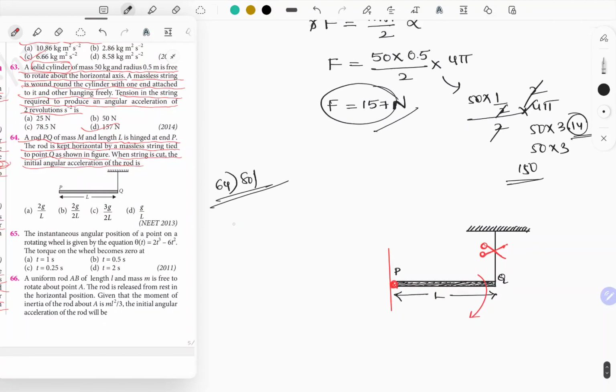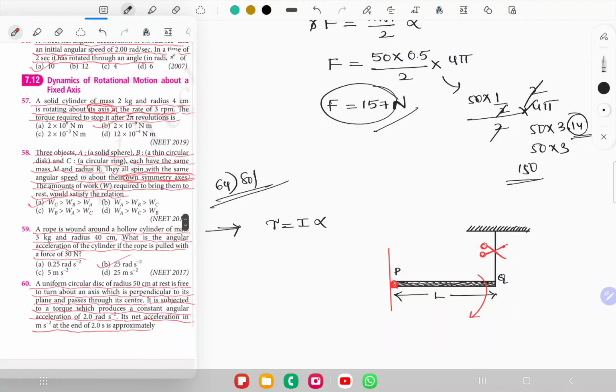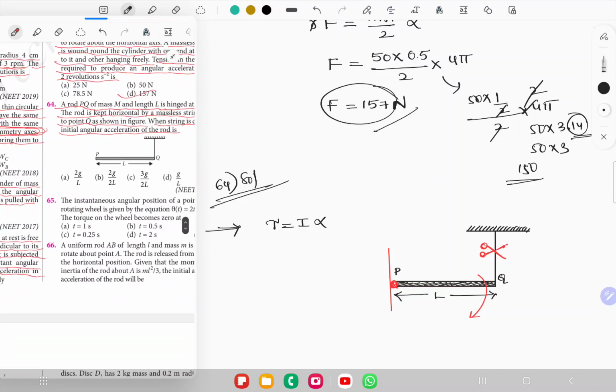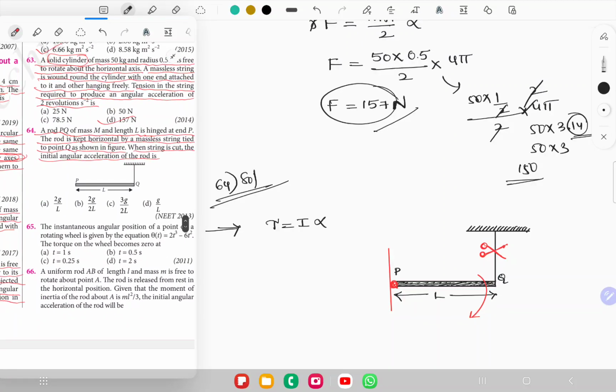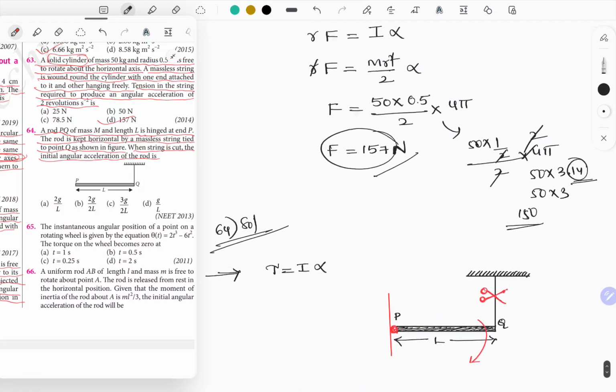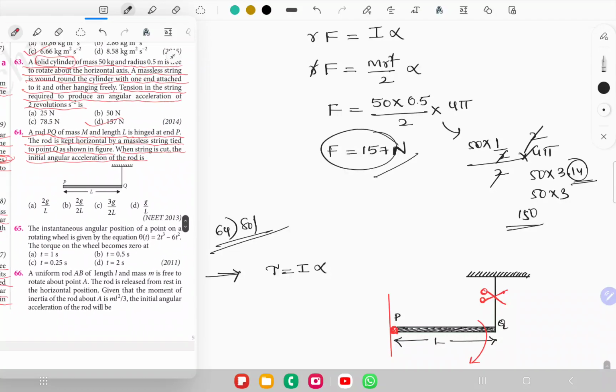To find out the angular acceleration, we should know some formulas. That is tau is equal to I into alpha. If you observe one point, in all the questions I am applying this formula. So whenever you come across questions based on dynamics of rotational motion, by reading the question itself we can understand the question is based on angular acceleration, angular velocity, then immediately use the formula tau is equal to I alpha and tau is equal to r into F, and the moment of inertia of that object. So use such kind of formula, then it is very easy to get the answer.